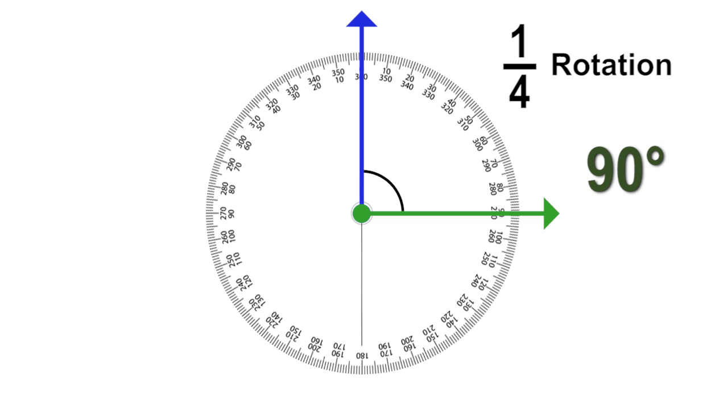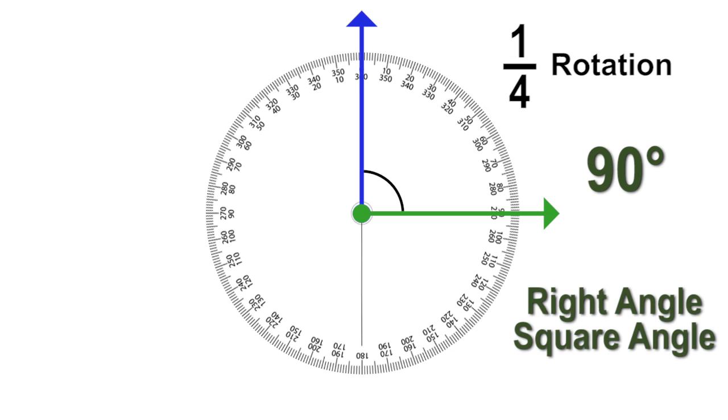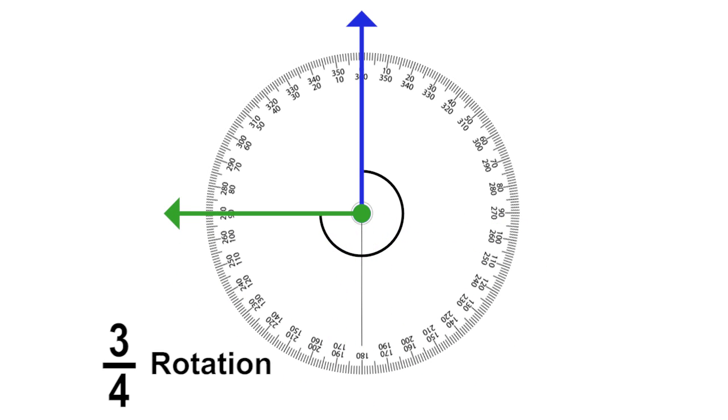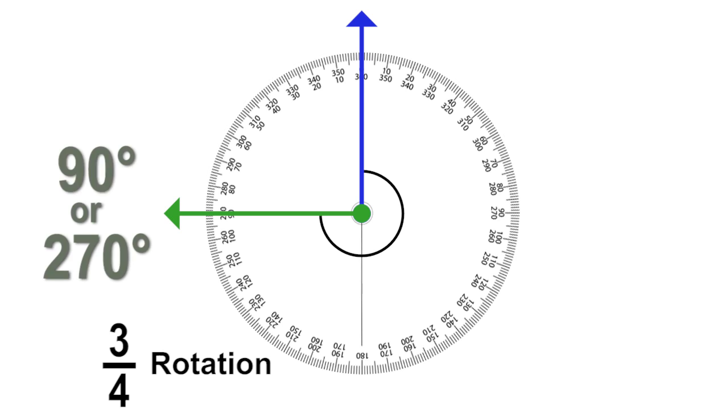This is a special type of angle known as a right angle or square angle. To mark this special kind of angle, a square is drawn into the angle rather than an arc. But what if we rotate the segment to show an angle that is 3/4 of a rotation? Is this angle larger or smaller than the last one we made? Definitely larger. This angle's measure must be 270 degrees.